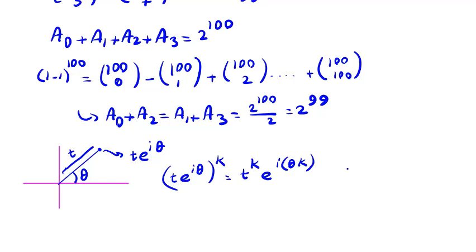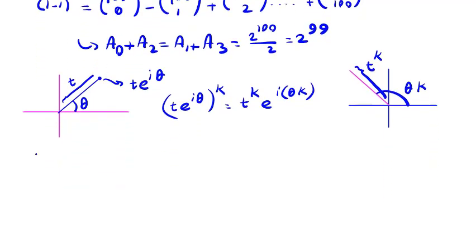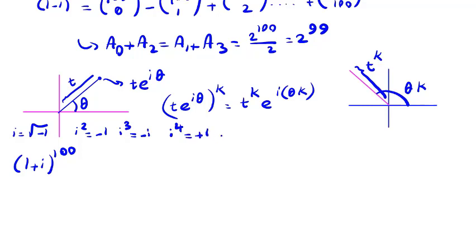So the angle of the result will be something like this, let me draw with pink. The length will be t to the power of k, and this angle will be theta k. So now let's consider 1 plus i to the power of 100. We know i is what? The square root of negative 1. So i squared is negative 1, i cubed is negative i, and i to the power of 4 will be positive 1. i to the power of 5 will be i. So the period is 4, and that's the reason we need that.